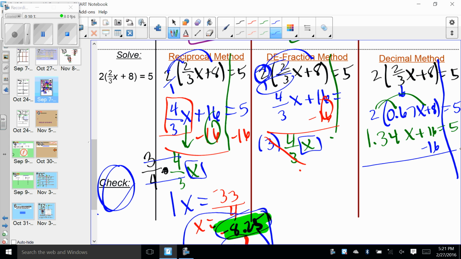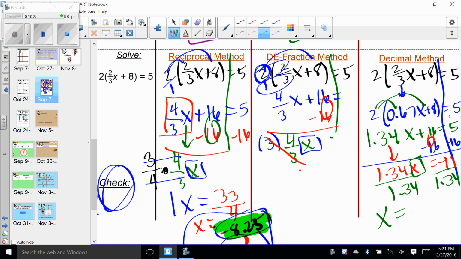Subtract 16, copy, paste. Working left to right then. If I haven't used it, I drag it down. Equals negative 11. Hand method kicks in. I'm solving for the variable x. Divide by 1.34, copy, paste, just like we've been doing.